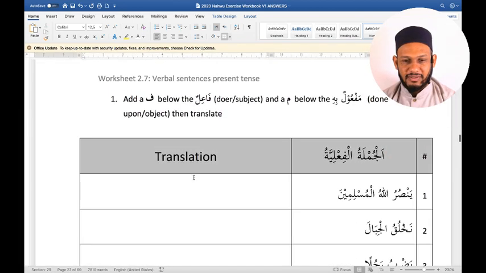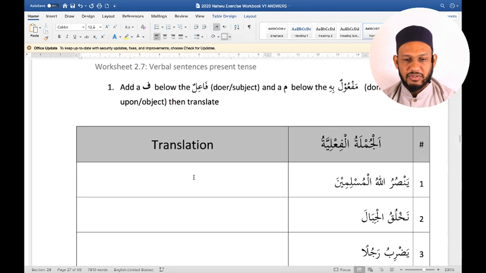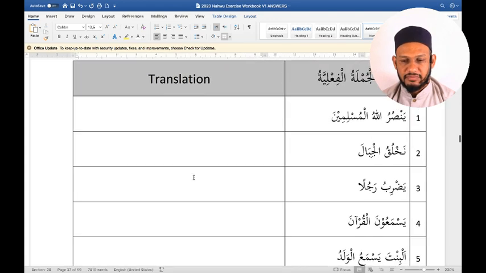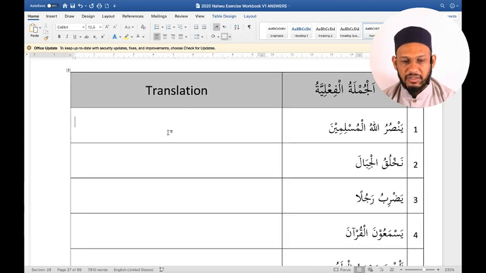Okay. Now we're going to do worksheet 2.7. In worksheet 2.7, again, same, identify the fa'il, identify the maf'ulun bihi, and translate.